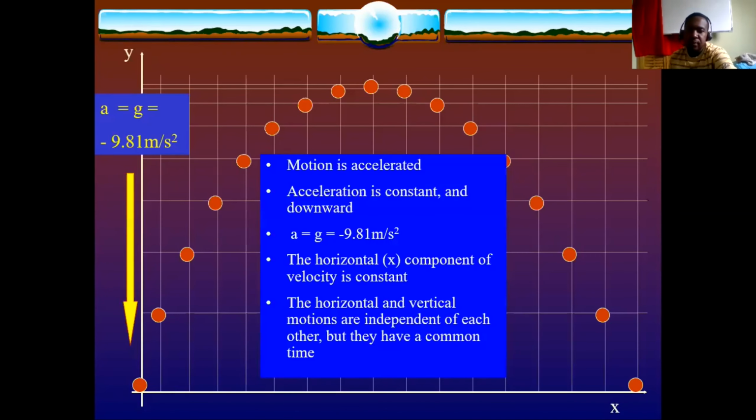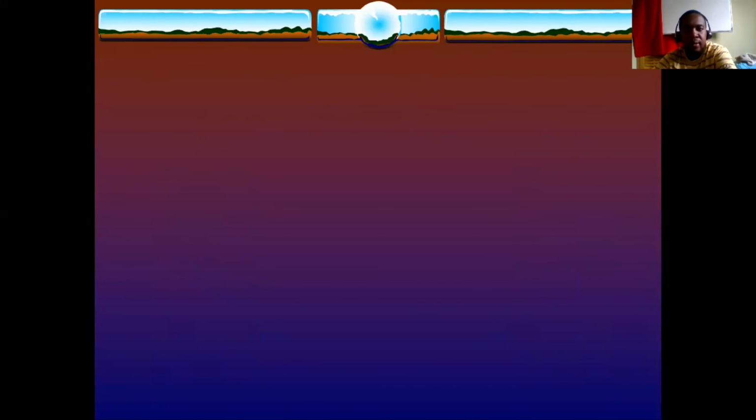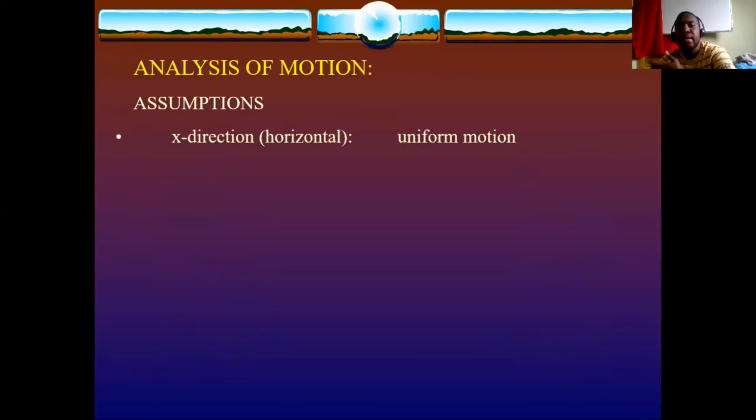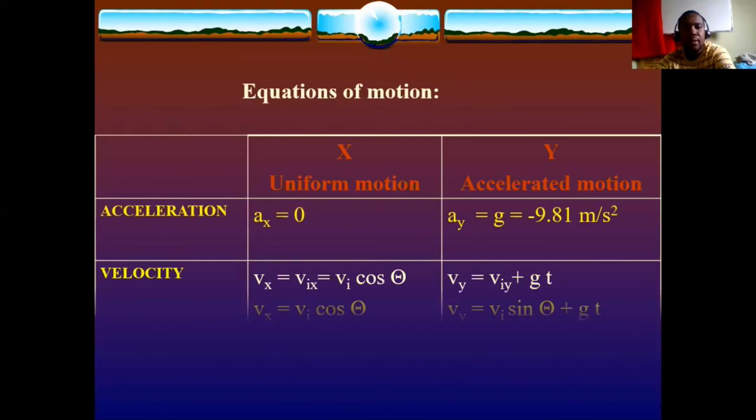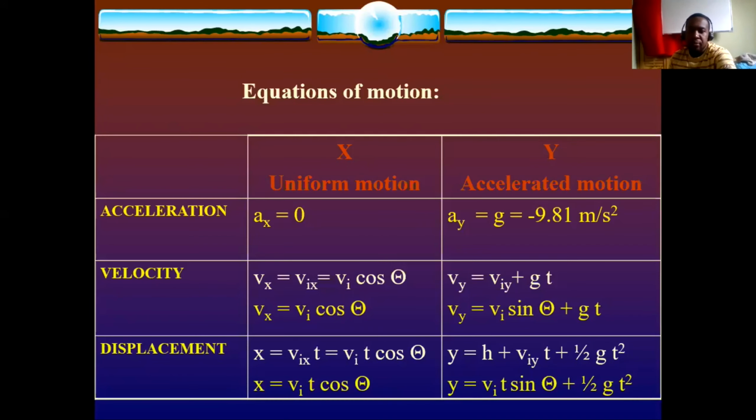All right, so we know that motion is accelerated in your y plane. Acceleration is equal to g. Your horizontal component of x is constant again. The horizontal and vertical components are independent of each other, but with a common time. So let's look at these equations now when it started from the ground up.